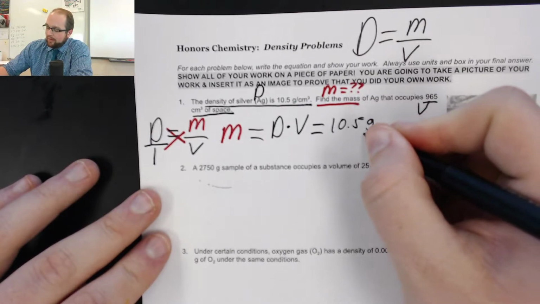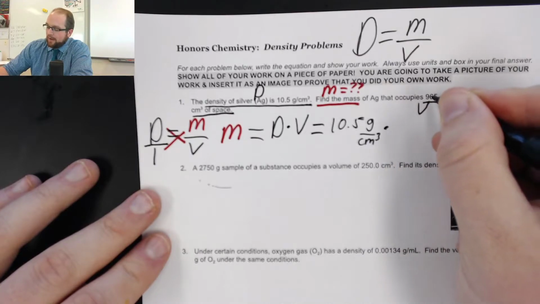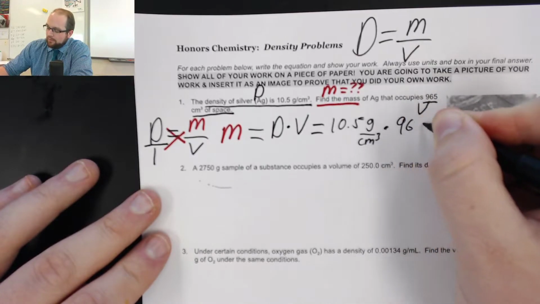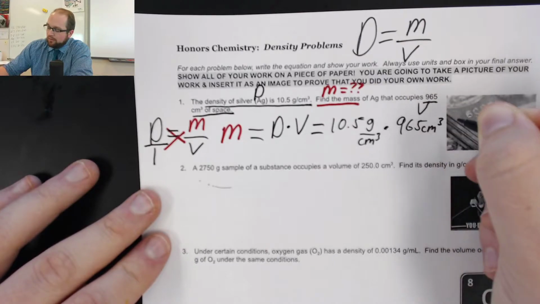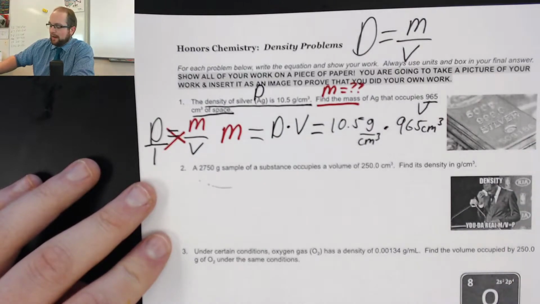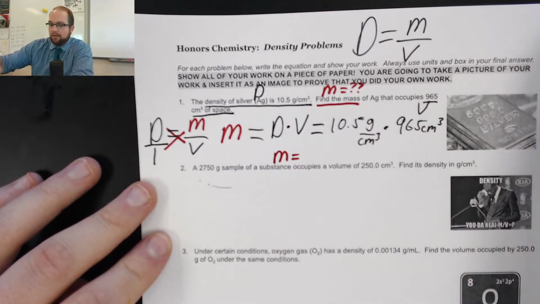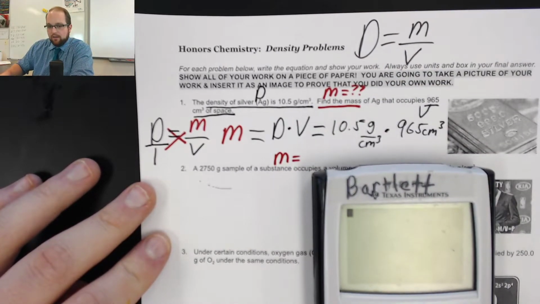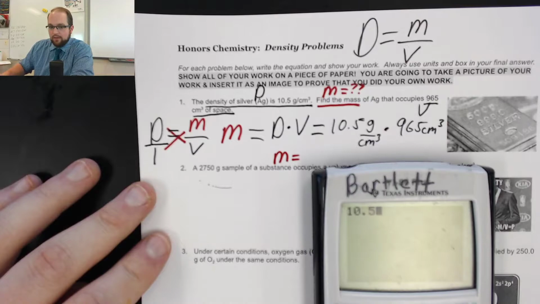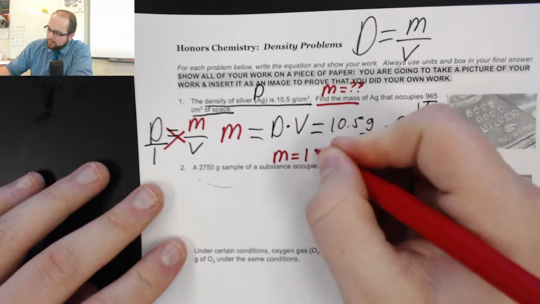Okay, I have grams on top and centimeters cubed on bottom. And I'm going to multiply that by 965 centimeters cubed. Okay. These two numbers are going to come together and get multiplied and help us find out what our m is. We can write that final answer right down here. So I'm going to take 10.5 times 965. And I get an answer of 10132.5. And let's get that down.